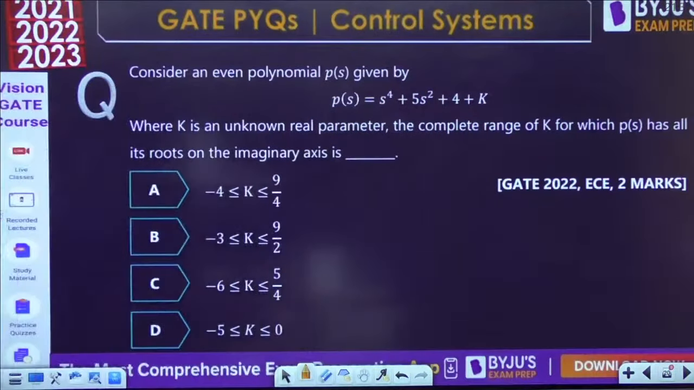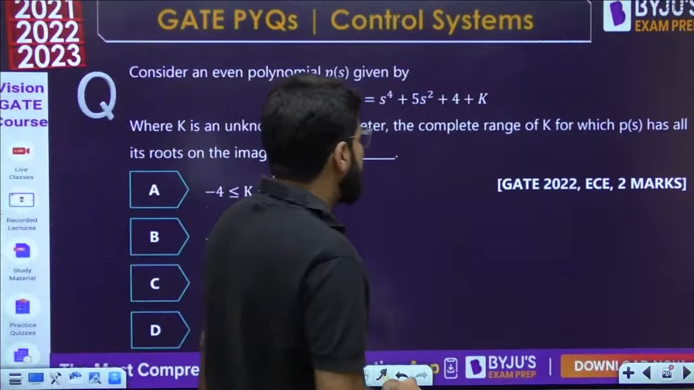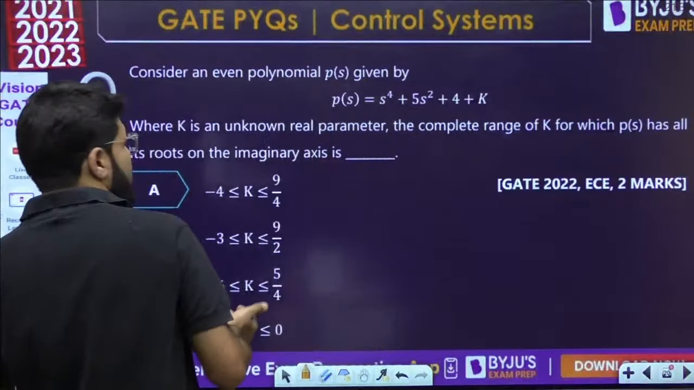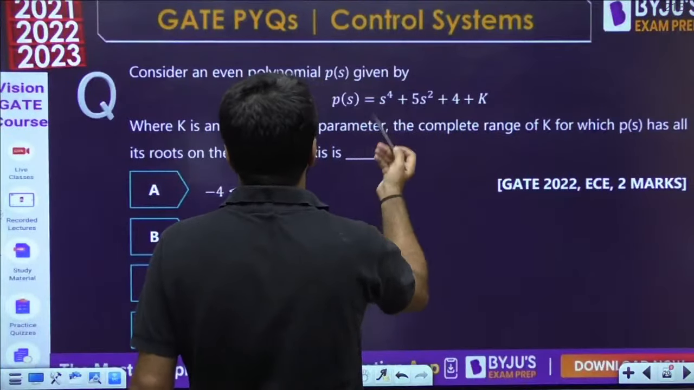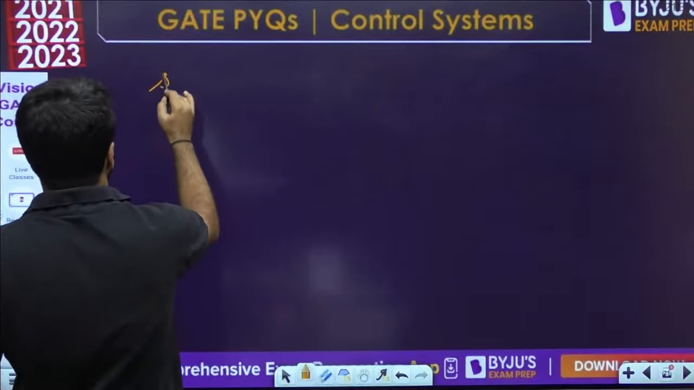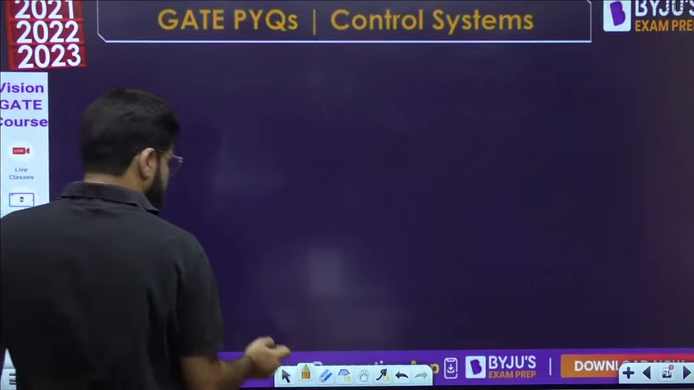Okay, so a decent, moderate question for 2 marks, nothing so difficult here. It is directly an even polynomial equation, so we'll start with the Routh array to solve this question.